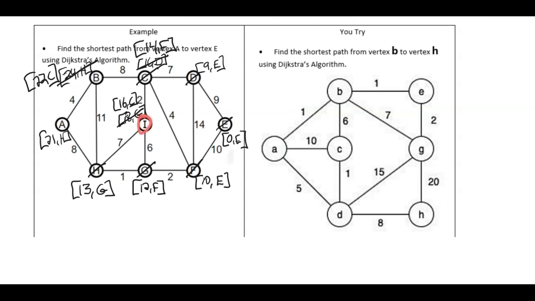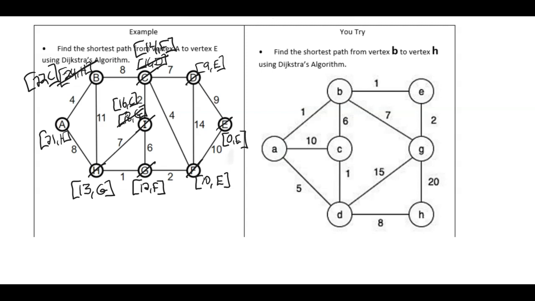Now, what's left? We have three vertices that are not crossed out. 16, 21, and 22. The lowest is 16. This is now the active vertex. Where can it go? It can't go anywhere. Cross it off.